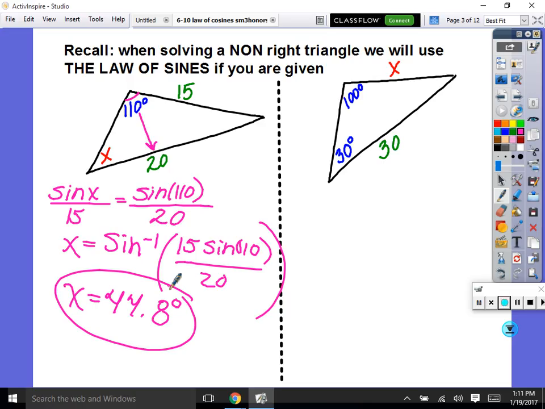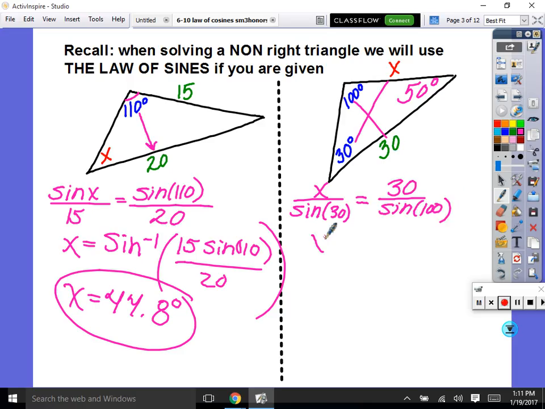Okay, looking at this one, notice we can use the law of sines when given two angles and any other side. Here's why. If we're given two angles, we can easily find the other angle. So 180 minus 30 minus 100 is 50 degrees, right? And now we can set up the law of sines. We're trying to find this side x, so you would say x over sine of the angle across from it, so sine of 30, equals, we're going to want to use this since we have that information, 30 over sine of 100. So then from there, x will be 30 over sine of 100 times sine of 30.